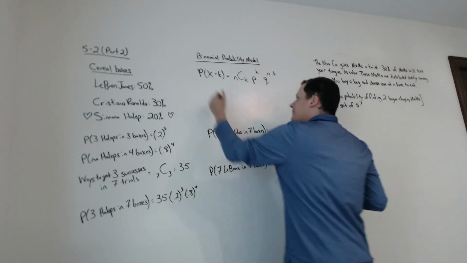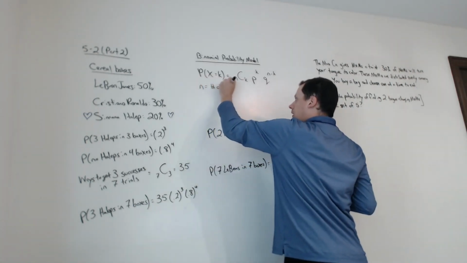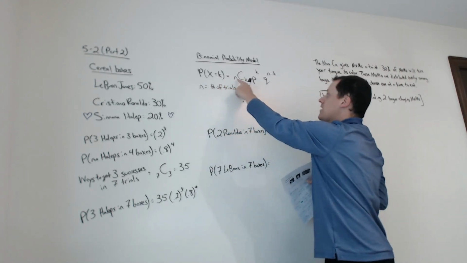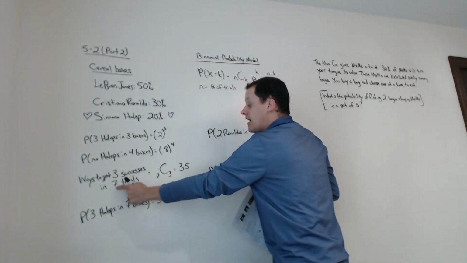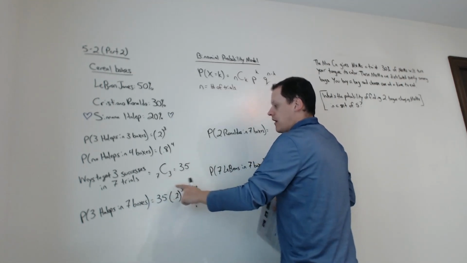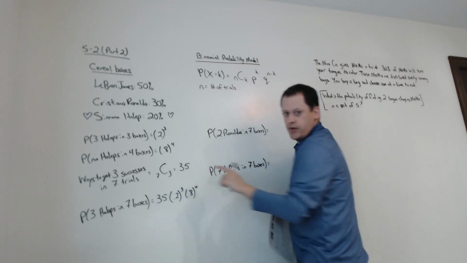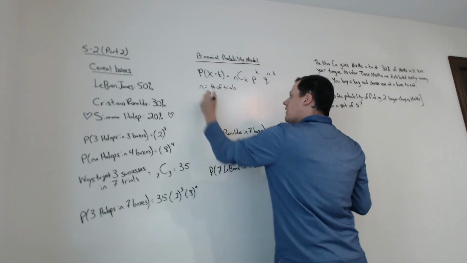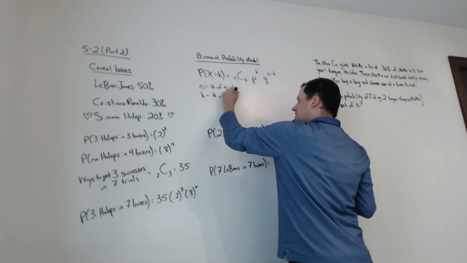You've got n is the number of trials. Okay, so that number is here and here. And in this problem, that was 7. So you saw that that was here, and, well, the way we got 4 was we took 7 minus 3. Okay. So n is the number of trials. K is the number of successes.